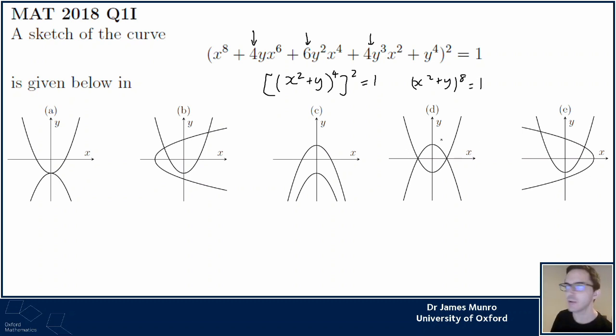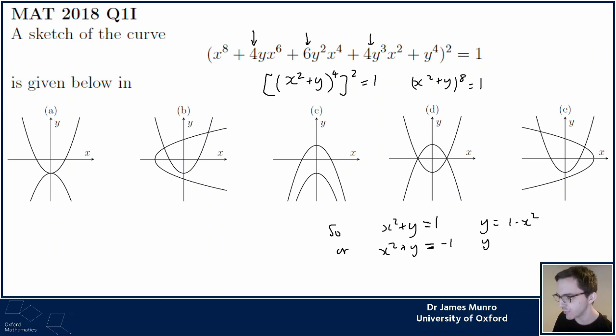Okay, so there's two possibilities for what this could be. If you raise something to the power of 8 and you get 1, then either the thing was 1 or it was minus 1. Anything else you raise to the power of 8 tends to go quite badly wrong. Okay, badly wrong in the sense of not getting the number 1. Right, so let's rearrange these. This is y is 1 minus x squared, and this is y is minus 1 minus x squared.